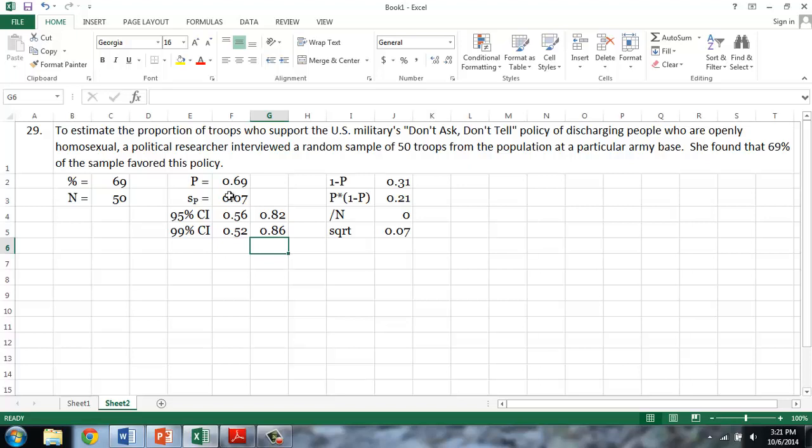Just as with confidence intervals for means, the larger the confidence, the larger the interval.